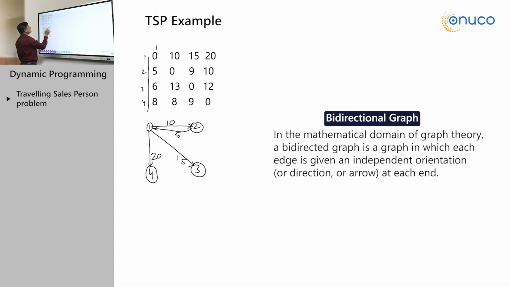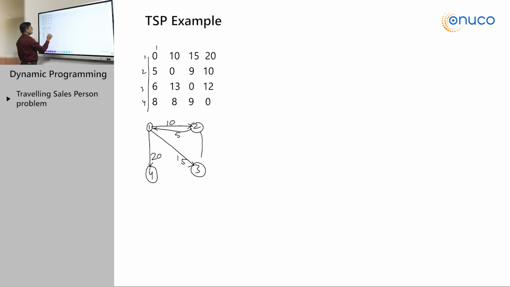2 to 0, okay. 2 to 3 is 9. And 2 to 4 is 10. Similarly, 3 to 1, remember that this is the path we have. 3 to 1 is 6. 3 to 2 is 13. And 3 to 4 is 12.